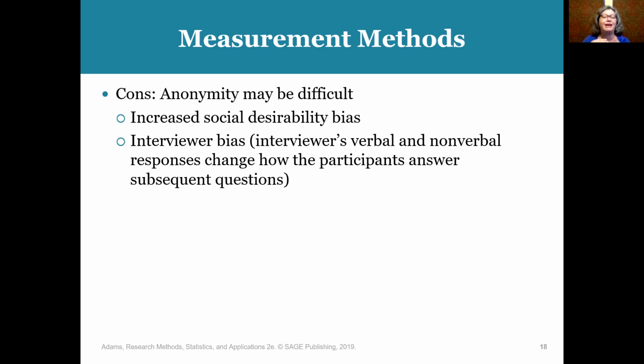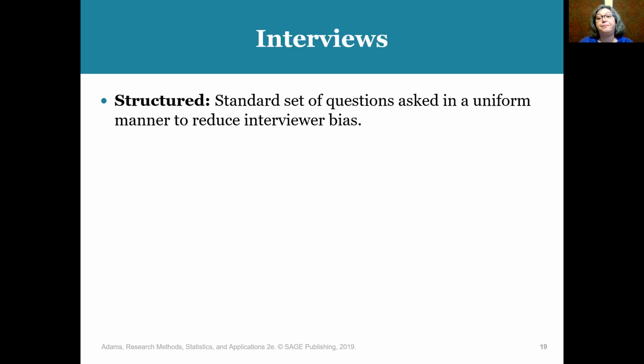And because of that, even if you're not realizing you're doing that, and even if you're just uncomfortable, whatever the case may be, those small things may actually greatly influence your participants. So it is something to be mindful of, and it is something to be potentially concerned about.